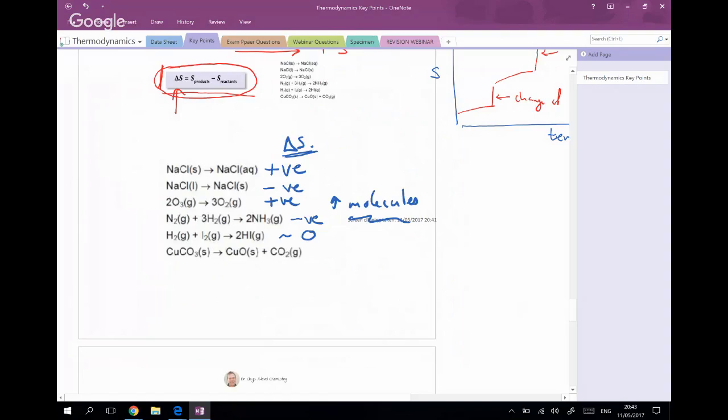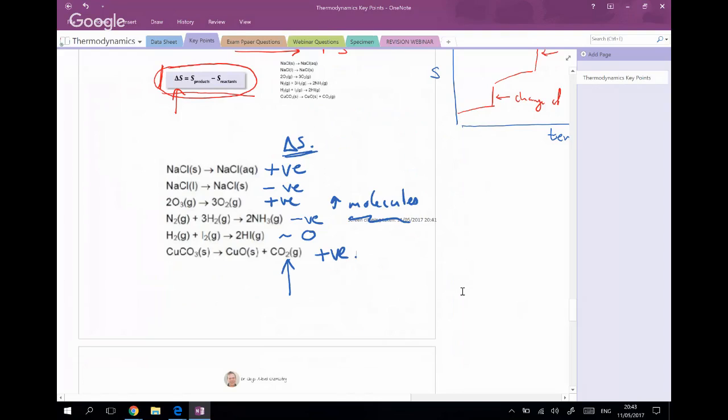The final example here where we've got copper carbonate going to form copper oxide plus CO2. This is thermal decomposition. We're going from 1 molecule to 2, so we'd expect a positive entropy change. But importantly here, we've got a significant change because we're going from a solid to a gas. So this would most definitely be a positive value. So we've got a few things to consider there.